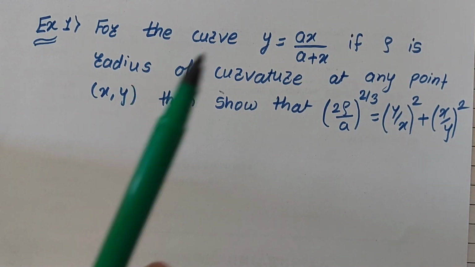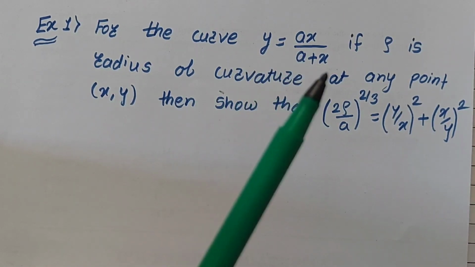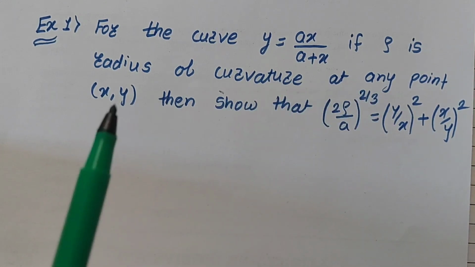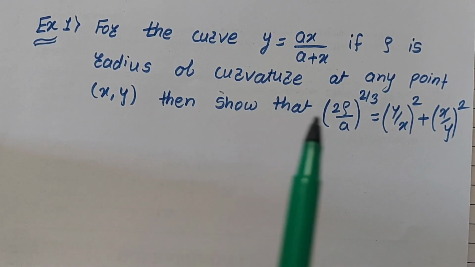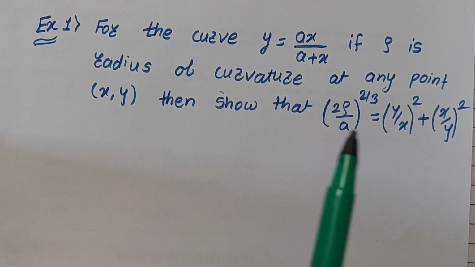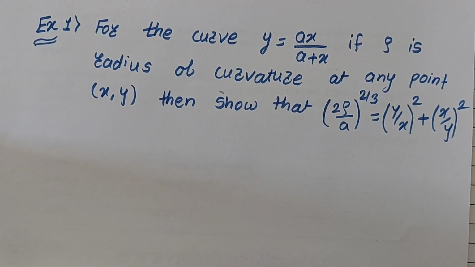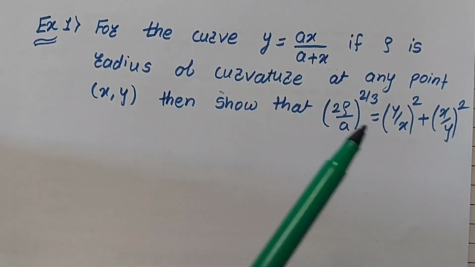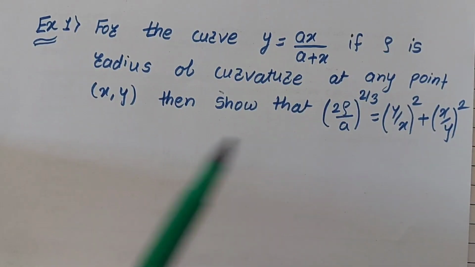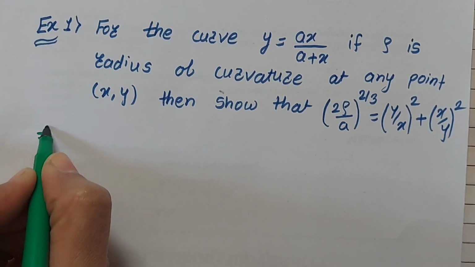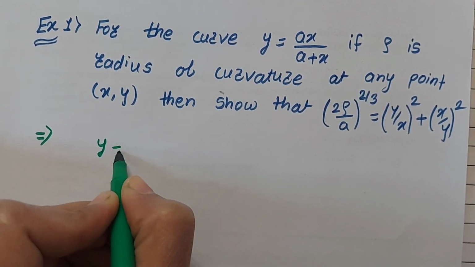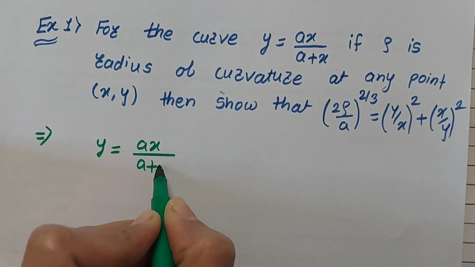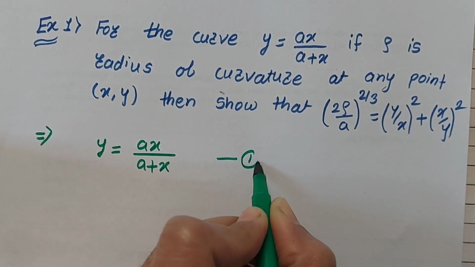For the given curve y equals ax divided by a plus x, if rho is the radius of curvature at any point (x, y), then we have to show this statement. First of all we find the radius of curvature, and once we get it we try to prove this term. The given equation of curve is y equals ax divided by a plus x. This is our equation 1.